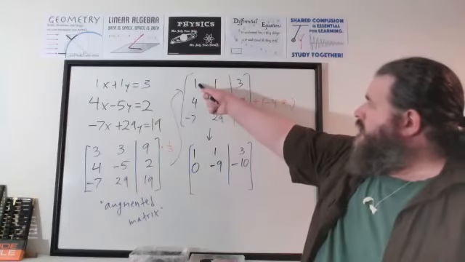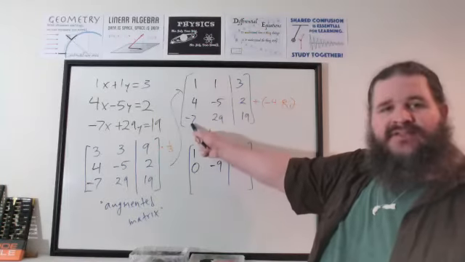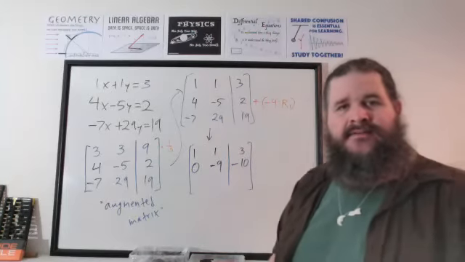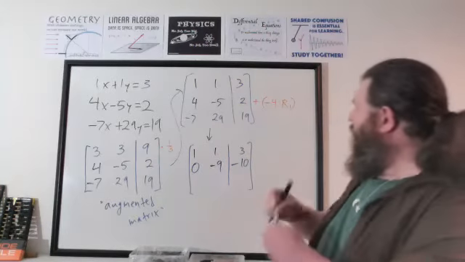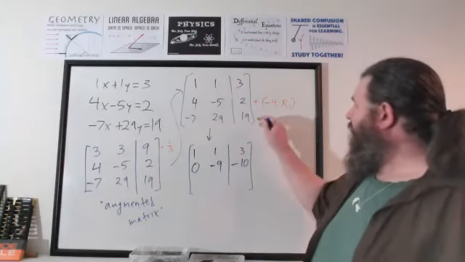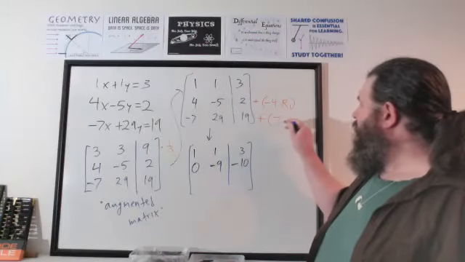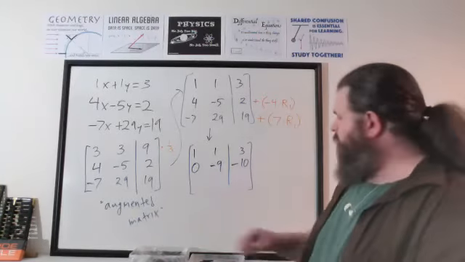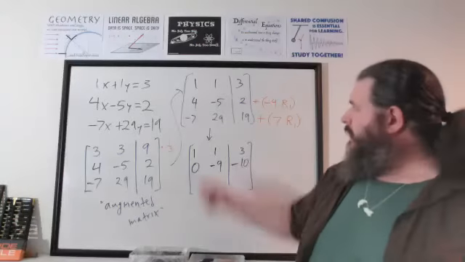We can use this 1 to eliminate this -7. What multiple of 1 would cancel out a -7? 7. Yeah, so we can modify the third row by adding 7 times the first row. And let's see what we get there.